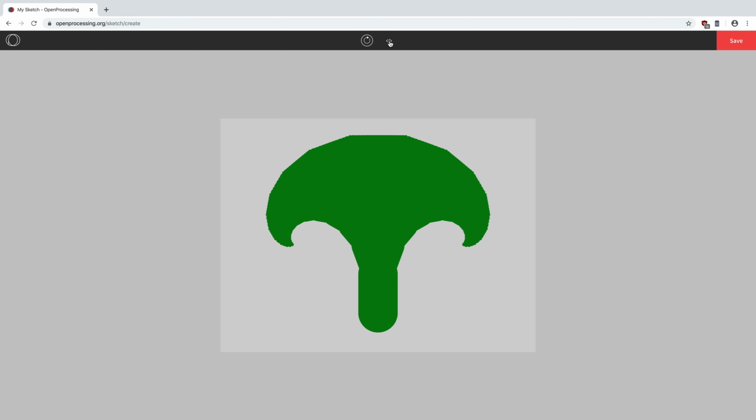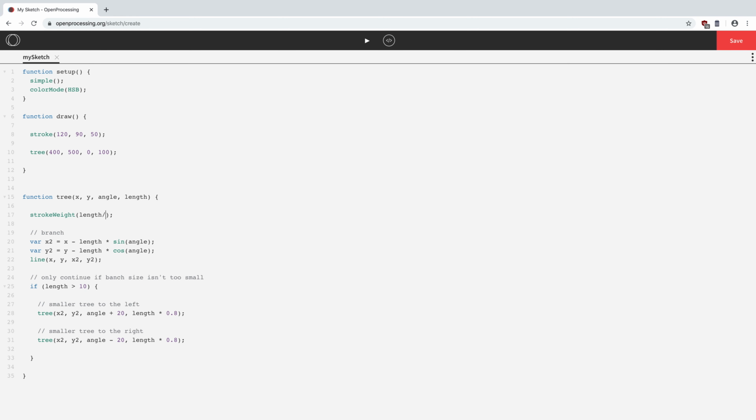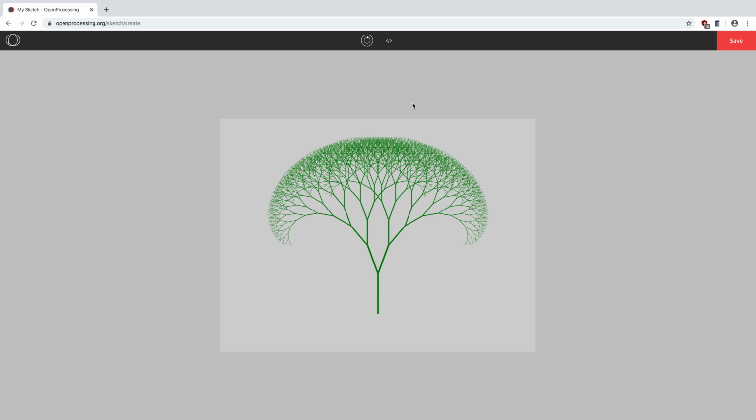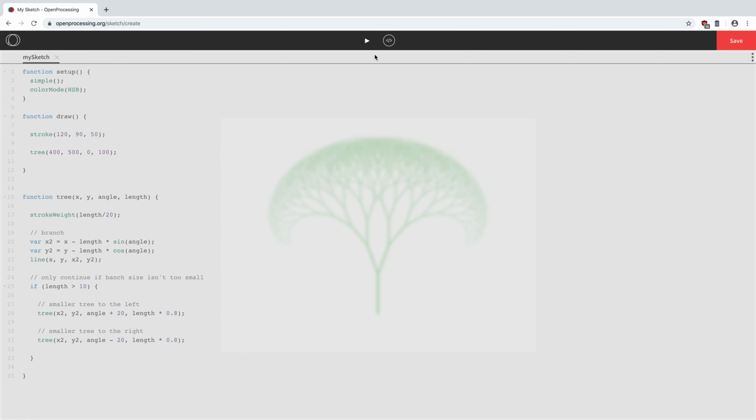Yeah, that didn't work so well. Let's divide that by, I don't know, 20. Will that give us a better... Yeah, that's not too bad. See, it's quite thick here, and gets thinner and thinner and thinner. It's starting to look more realistic there, isn't it? So thick, thinner, thinner, thinner, thinner. So that's a nice thing we've done there. We've just said stroke weight is the length divided by 20, and the length itself gets smaller as we recurse further and deeper into the tree.